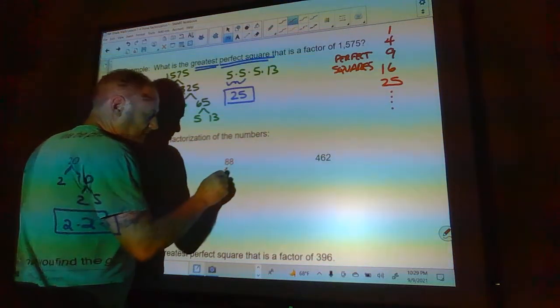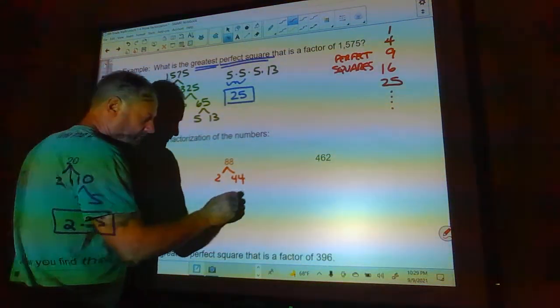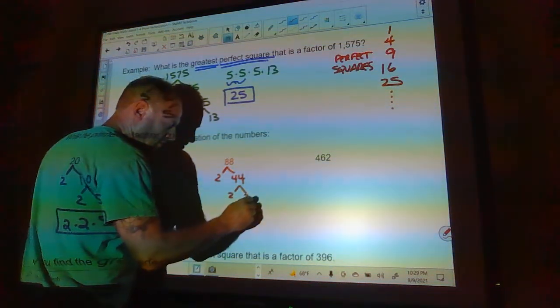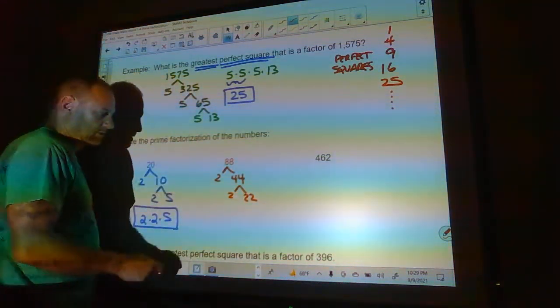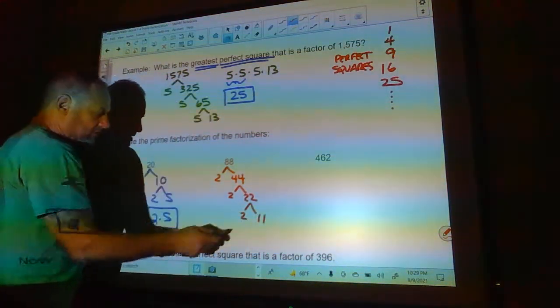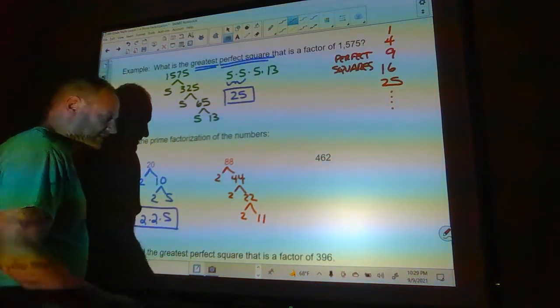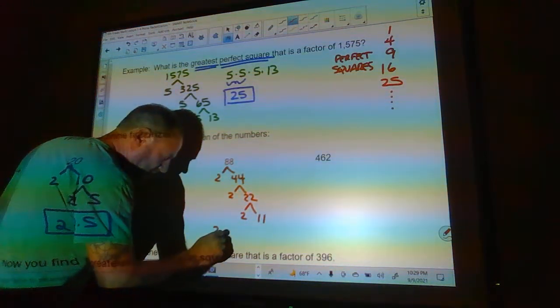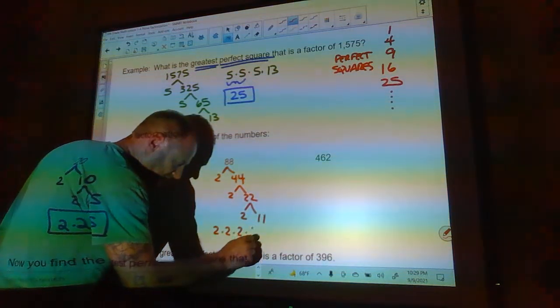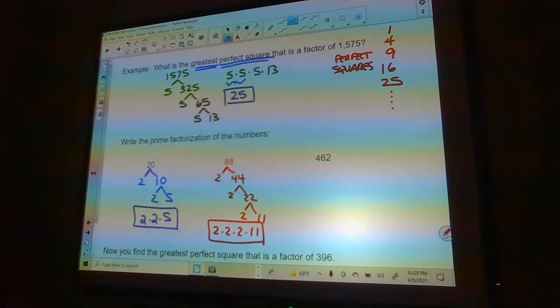88. Let's see. Even number, 2 times 44. 44 is an even number, 2 times 22. 22 is an even number, 2 times 11. No more even numbers, and there's no other number that will divide into 11 besides 11, so this is going to be 2 times 2 times 2 times 11. It's my prime factorization.